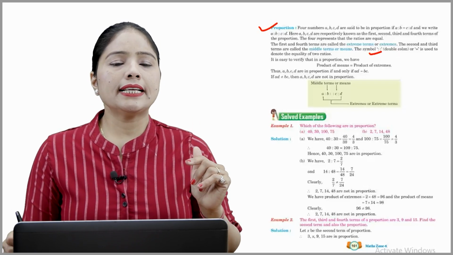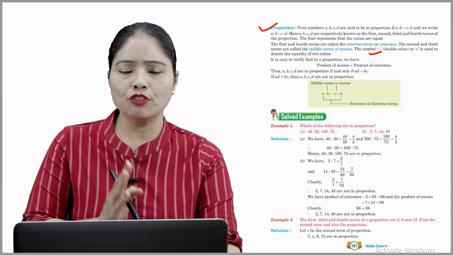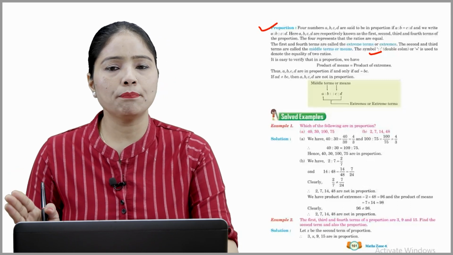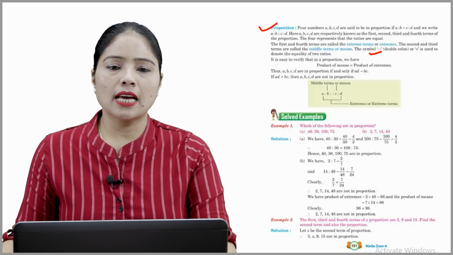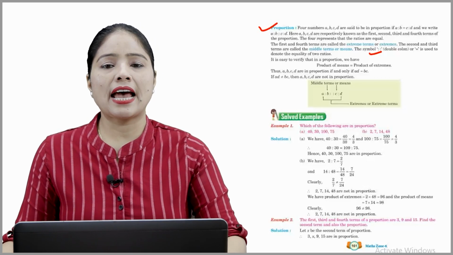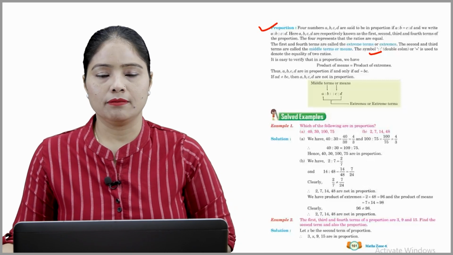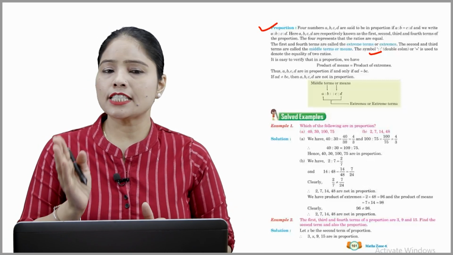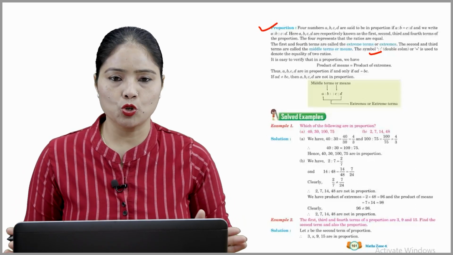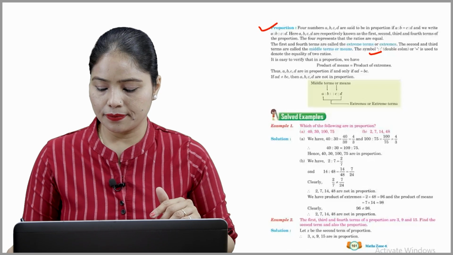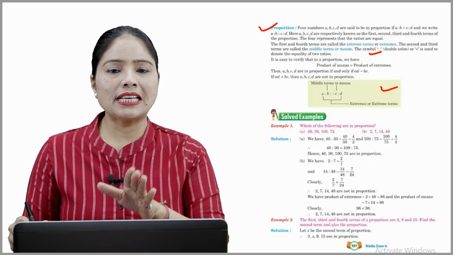Okay, it is easy to verify that in a proportion we have product of means is equal to product of extremes. Thus A, B, C, D are in proportion if and only if AD is equal to BC. If AD is not equal to BC, then A, B, C, D are not in proportion. Just like this, A is to B, proportion, C is to D.